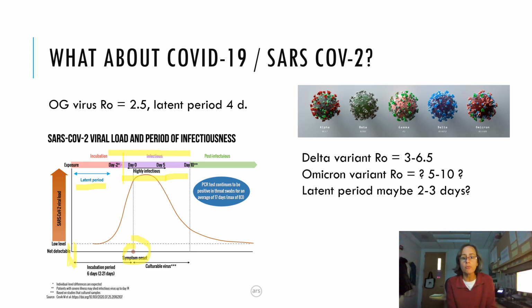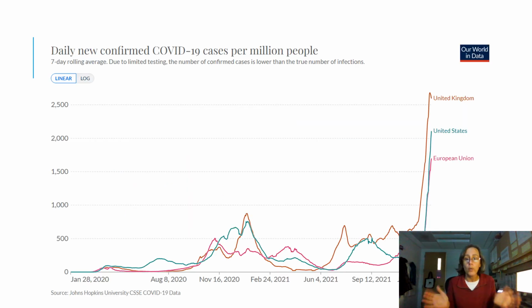And then most recently, Omicron came on the scene, right, the summer of 2022, and its R naught was somewhere around 5 to 10. It's really hard to know because at this point lots of people aren't testing anymore and we don't have good data, and we think the latent period is as short as 2 to 3 days. So higher R naught, shorter latent period, so really rapid transmission.